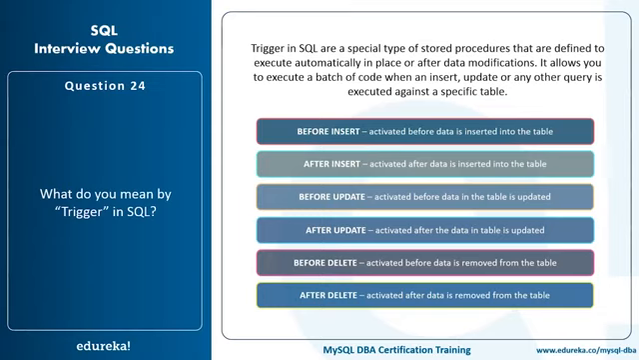The before update is activated before the data in the table is updated, and the after update is activated after the data in the table is updated. The before delete is activated before data is removed from the table, and after delete is activated after the data is removed from the table. So guys, this is what a trigger in SQL is. It is basically a type of stored procedure that is defined to execute automatically in place of or after data modifications.